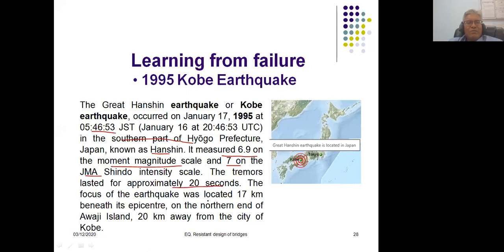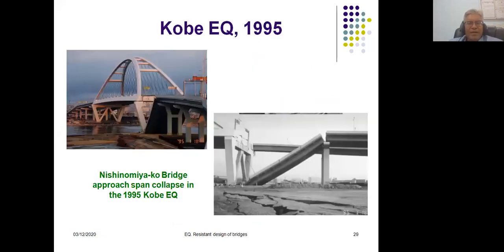And the focus was somewhat 17 kilometers beneath the epicenter on the north end of the Awaji Island and 20 kilometers away from the city. So these are the descriptions of the 1995 Kobe earthquake. But let us see the failures which were observed in this Kobe earthquake.